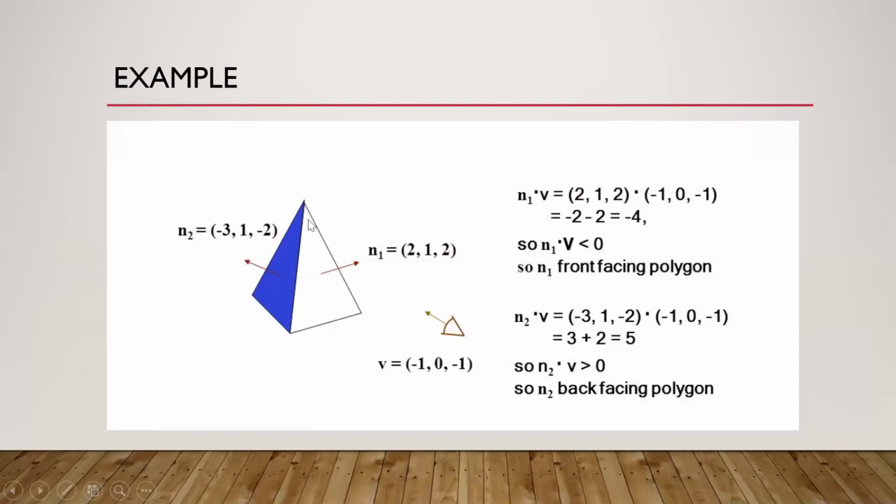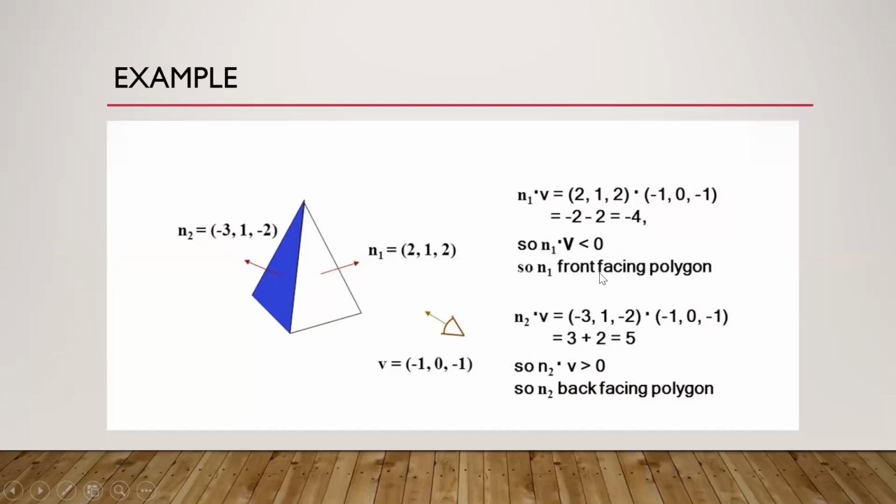So you have two surfaces right now under consideration. The normal of the first surface is 2, 1, 2, and the normal of the second surface is -3, 1, -2. The viewing vector, or the projection line, is v equal to -1, 0, -1. If you take the dot product of n1 and v, you get the value -4. That means the value is less than 0.